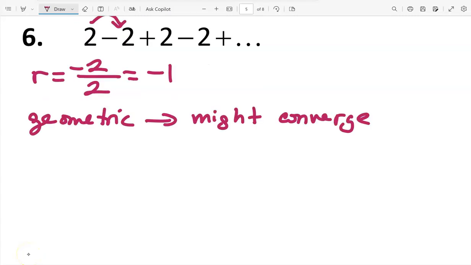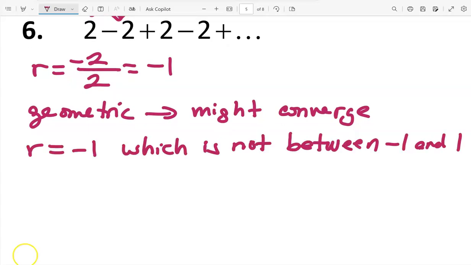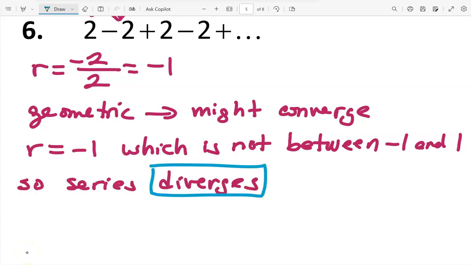Since the series is geometric, it might converge, but the value of r for this series is negative 1, which is not strictly between negative 1 and 1. So this series diverges. When we have a divergent series, it has no finite sum, so we will not find the sum.